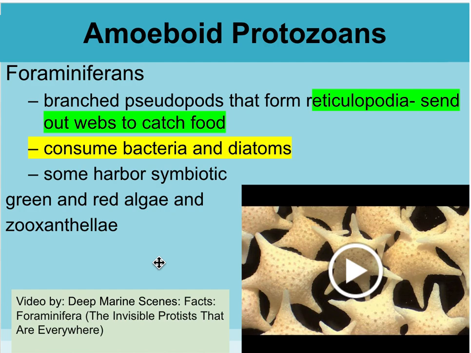This is a video by Deep Marine Scenes Facts, Foraminifera, the invisible protists that are everywhere. And I think in this video, it shows those webs coming out and how they feed. So they actually consume bacteria and they consume other diatoms. Some of them will actually harbor green and red algae and zooxanthellae, again making symbiotic, mutualistic relationships where they will provide the house and the algae and zooxanthellae will provide the food.